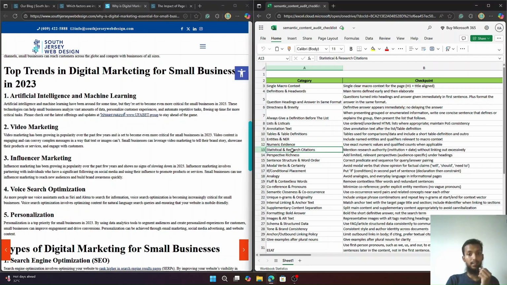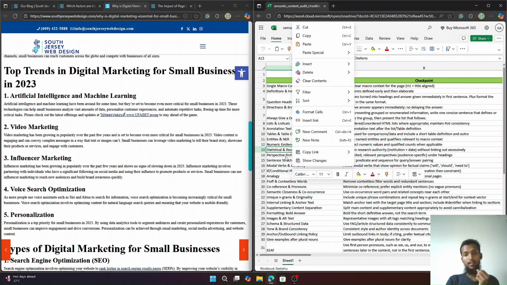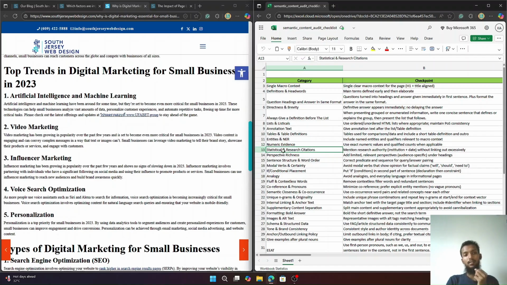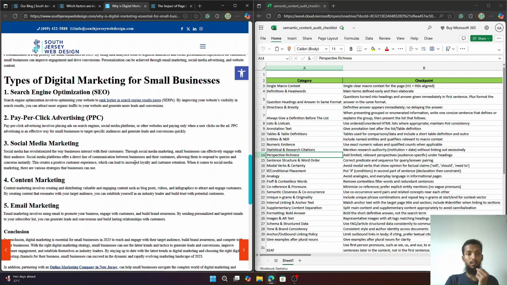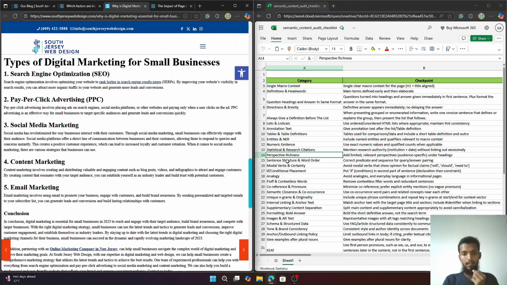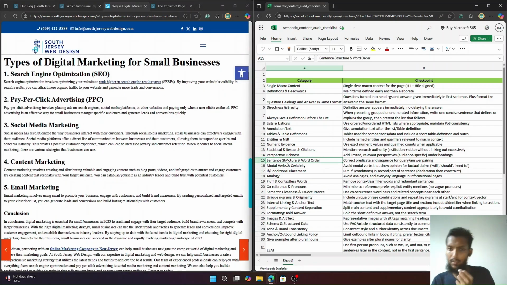The next one is statistical data and citations. This is similar to the previous one, like statistics, as much as possible, put in your article. Then next is sentence structure and word order, correct predicate and sequence too.